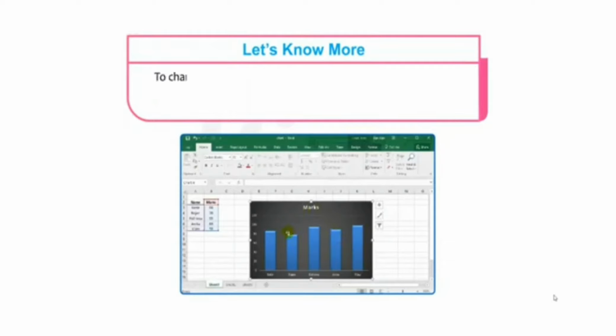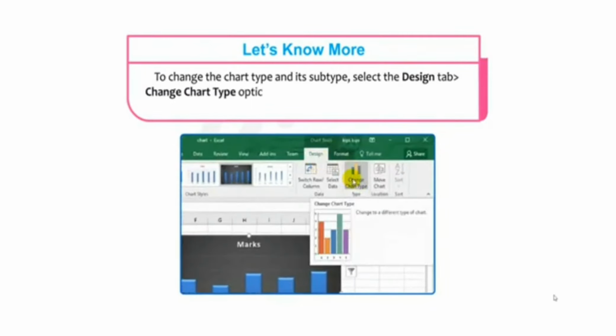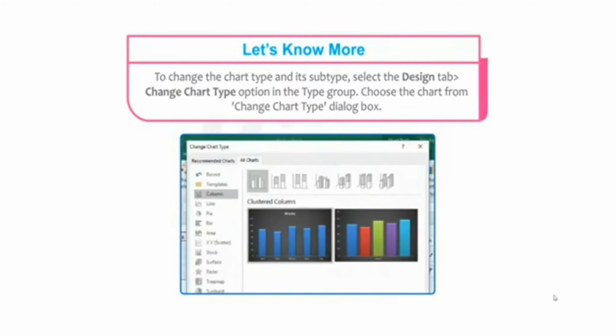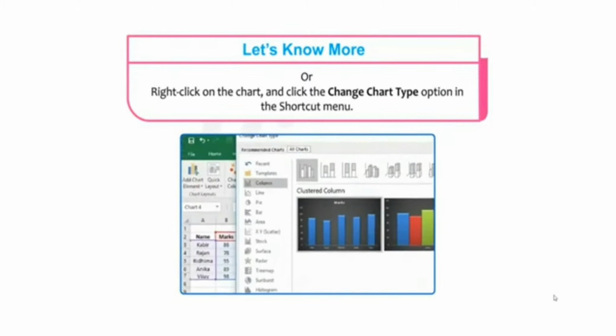Students note, to change the chart type and its subtype, select the Design tab. Click the Change Chart Type option in the Type group. Choose the chart from the Change Chart Type dialog box. Or right-click on the chart and click the Change Chart Type option in the shortcut menu.